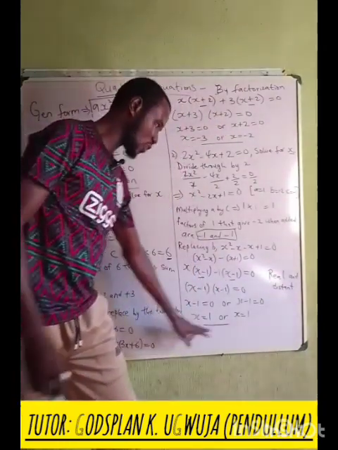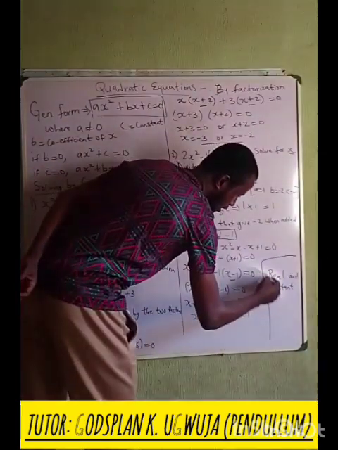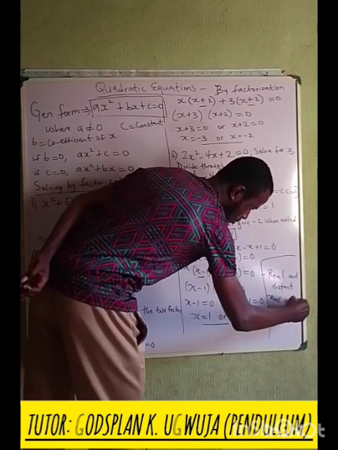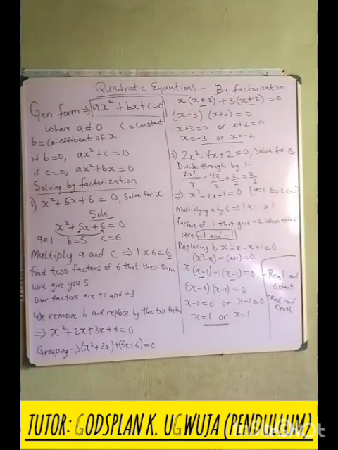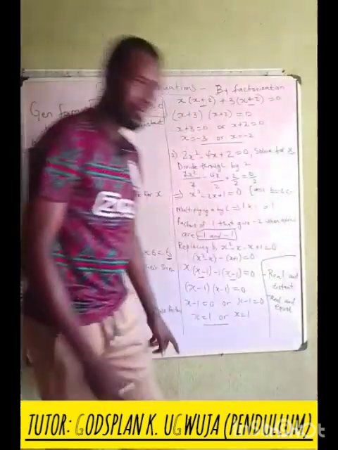Then for this question, for instance, this second question, you can see that we have the same answer. X is 1 or X is 1. So in this case, we say the roots are real and equal. In this case, real and equal because they are the same.